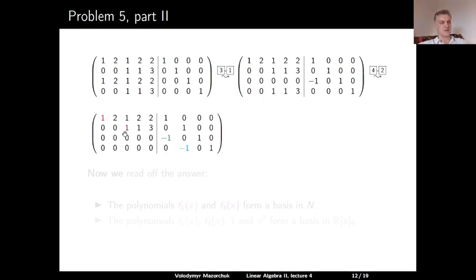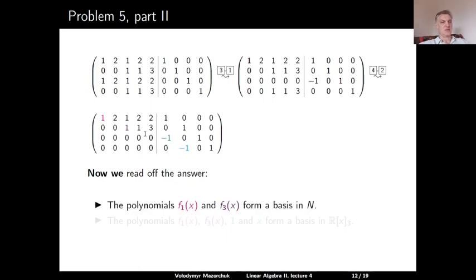So we have this matrix with leading elements being in columns 1, 3, and then also after the vertical line we have column 6 and 7. So now we just read off the answer to our problem. First, let us look at the part of the matrix to the left from the vertical line. The leading elements in the non-zero rows are in columns 1 and 3. This means that the polynomials f1 and f3 form a basis in N.